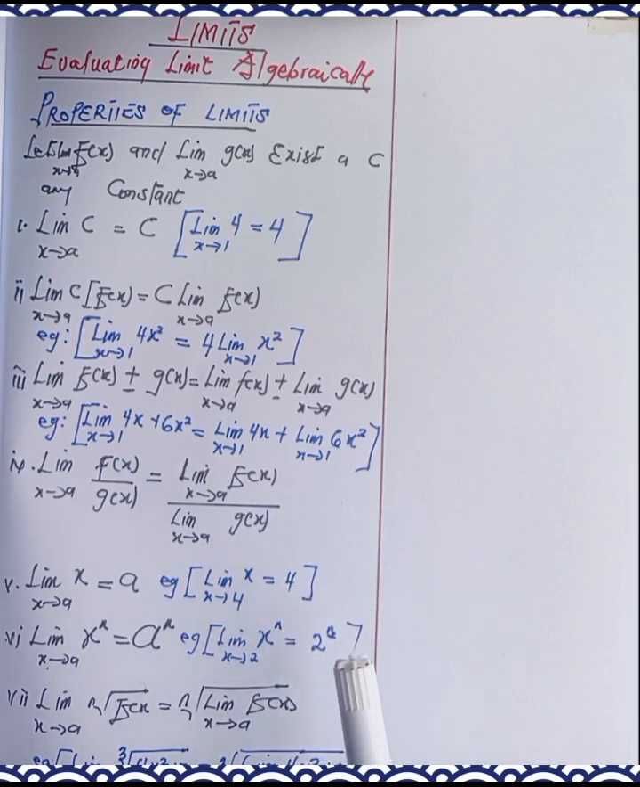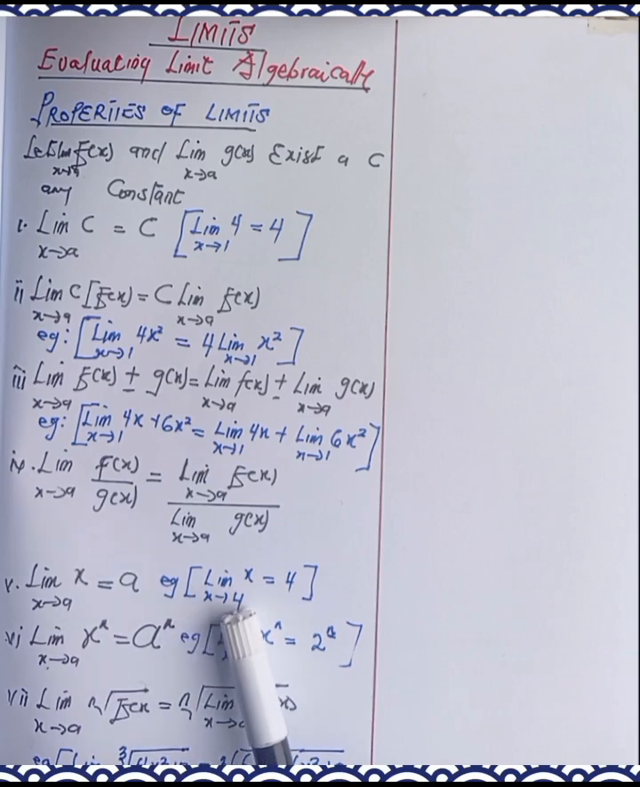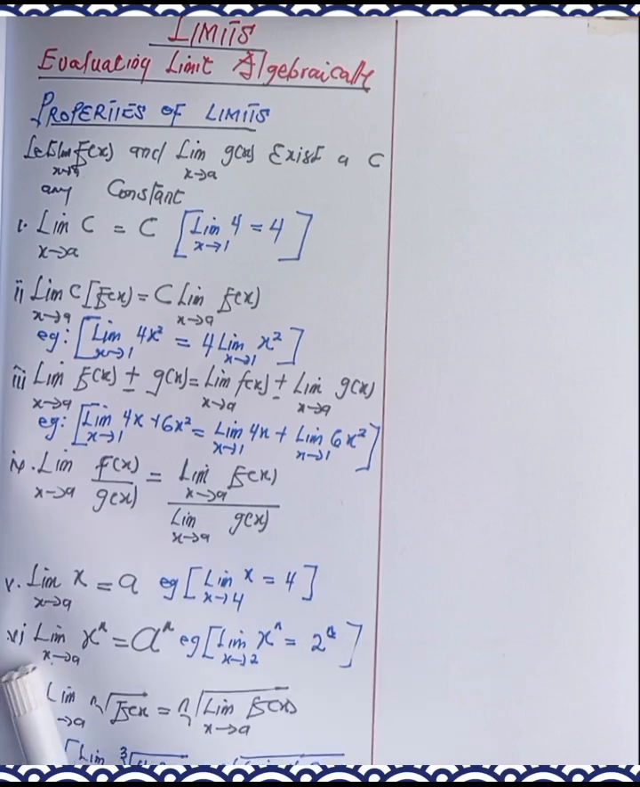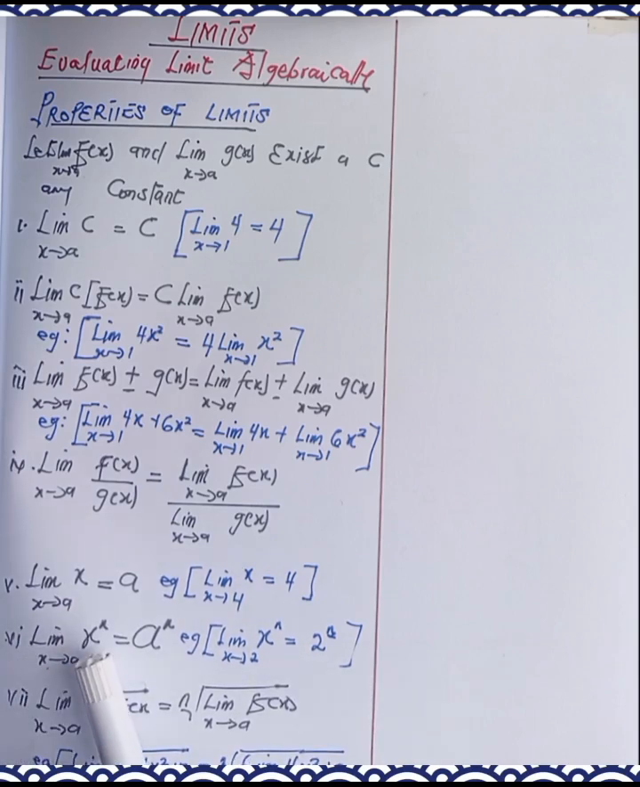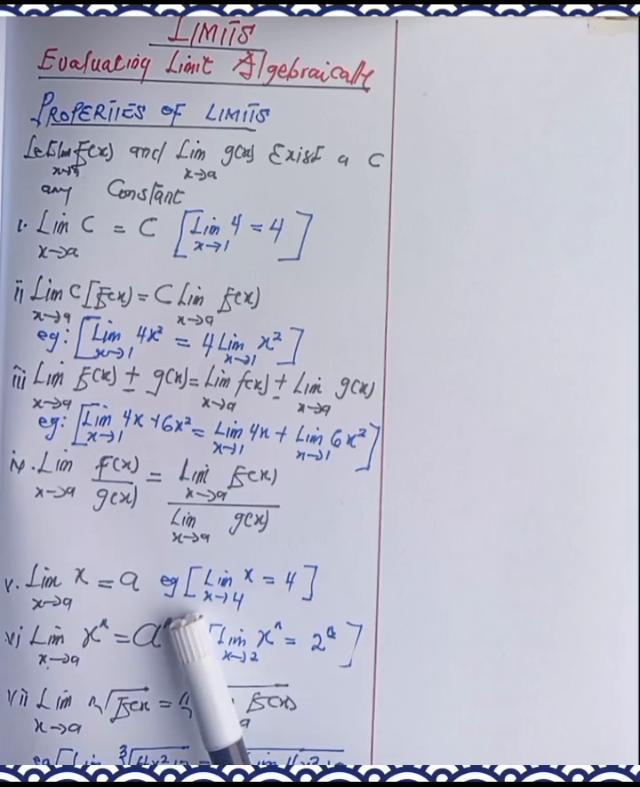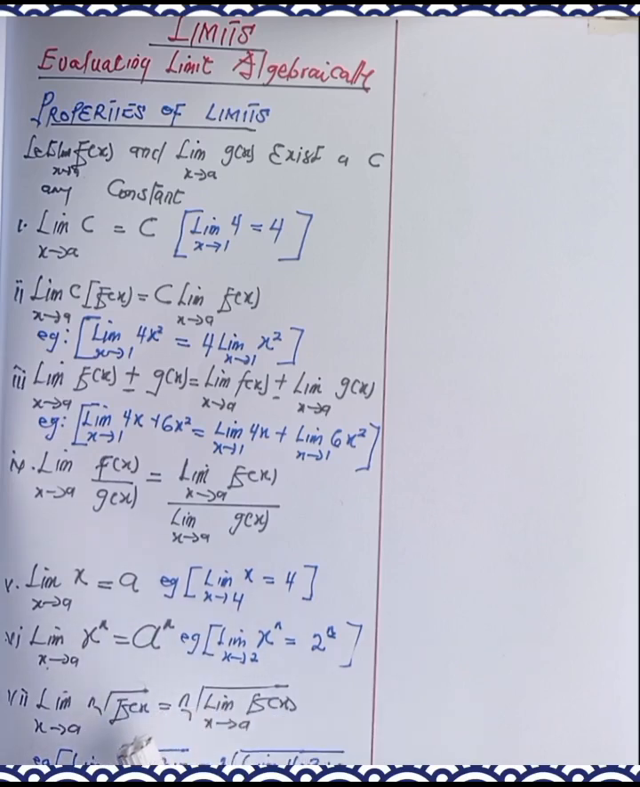So the limit is equal to the value x is approaching, and we know that x is approaching 4, and that is the limit. Now the sixth one says the limit of x exponent n as x approaches a is equal to the value x is approaching raised to the index given. So when you have the limit of x exponent 2 as x approaches 2, it becomes 2 exponent 2.